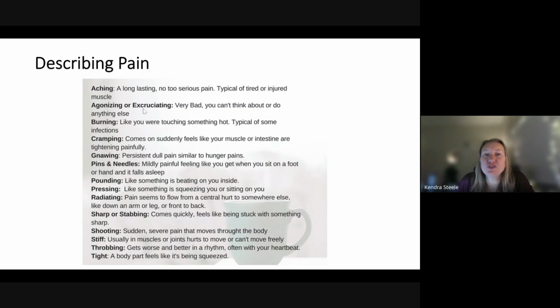Agonizing or excruciating pain, those words mean very bad. Excruciating means very bad. You can't think about or do anything else. Okay.